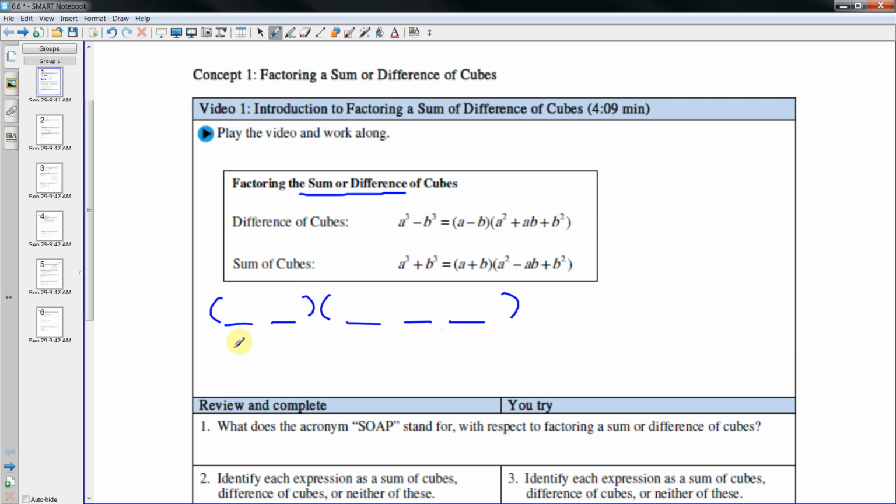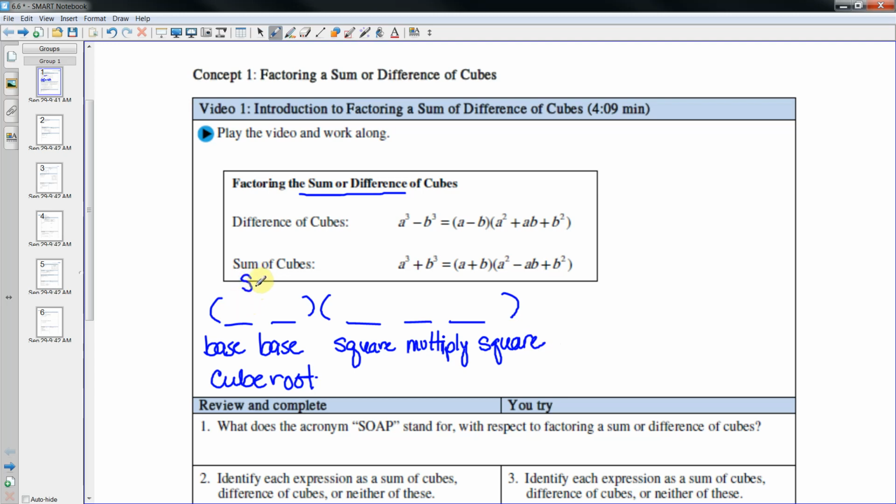Okay? And when we do these, we're going to put the bases, I call the base of each one, meaning the cube root, in the first parentheses. Now in the second parentheses, we're going to work off the first one, and we're going to do something called square, multiply, square. That's going to fill in the blanks in the second one. And then we're going to do something called SOAP to clean up the signs.